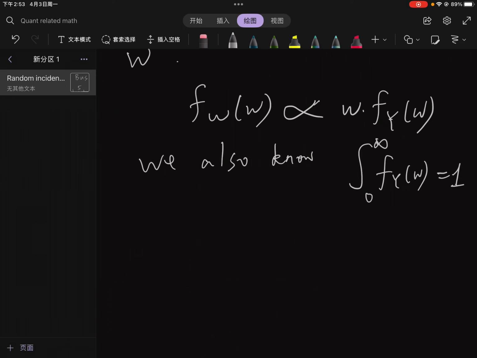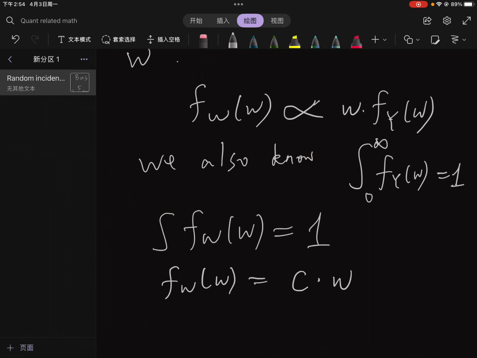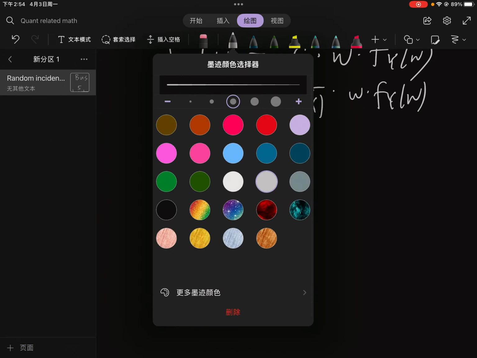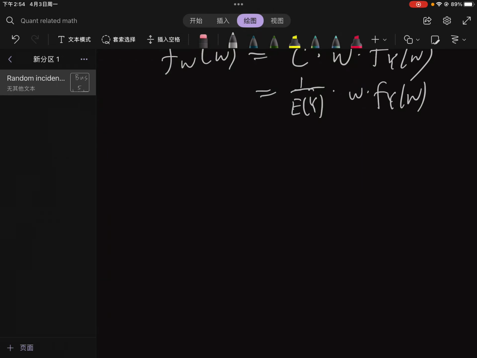And in these cases, we know that in order to have the integral of this also equal to 1, here it's proportional, which means it's proportional to a constant. So f_W(w) is equal to a constant times w times f_Y(w), where this constant must equal 1 over the expectation of Y. So that is the story.